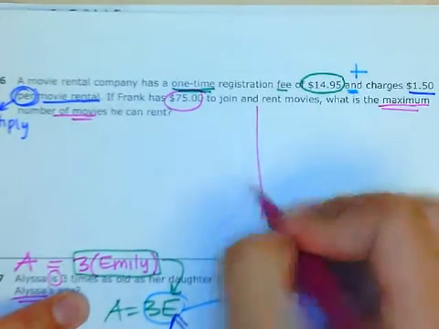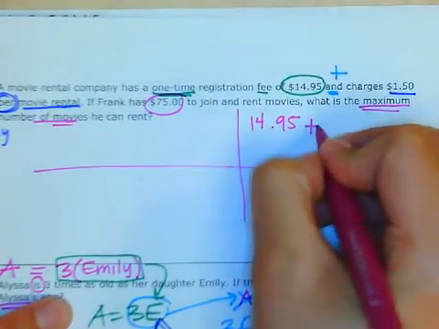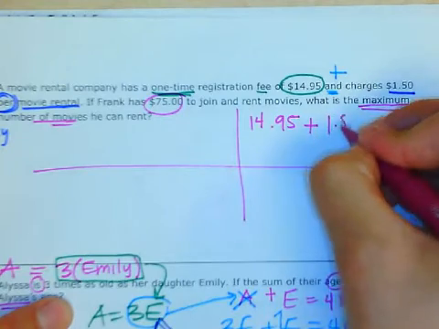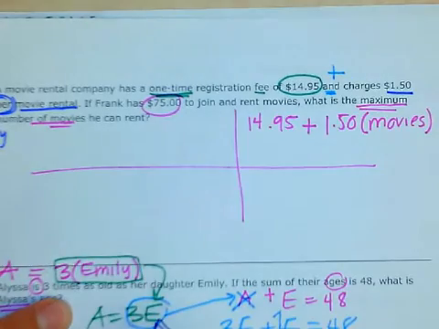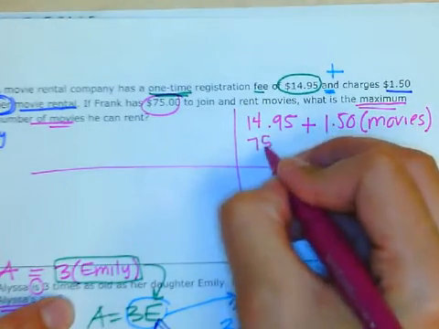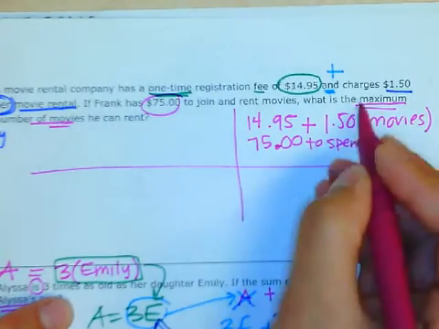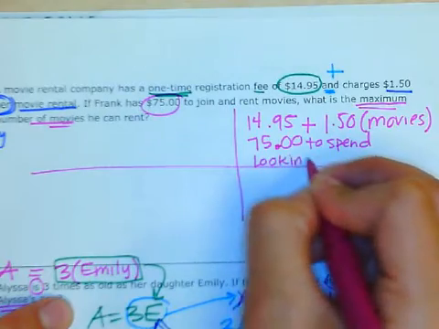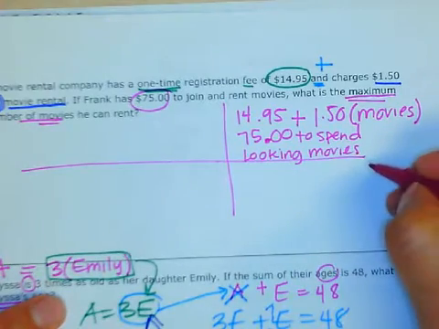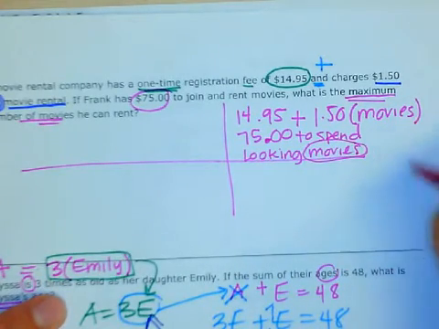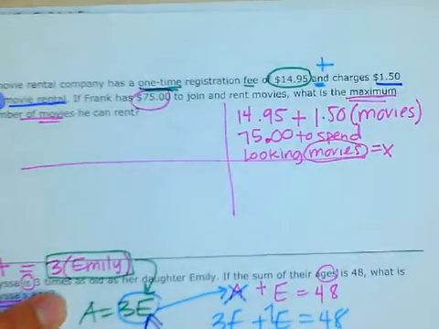So we do our UPSI. We understand that we need to do $14.95 plus, from here, $150 times the movies. So we already know that. We also know that Frank only has $75 to spend. And we know that we're looking for movies. Looking for the number of movies, and I got ahead of myself. If I'm looking for movies, that's the variable that I want to look for. So that's going to be X. So movies is going to equal X.